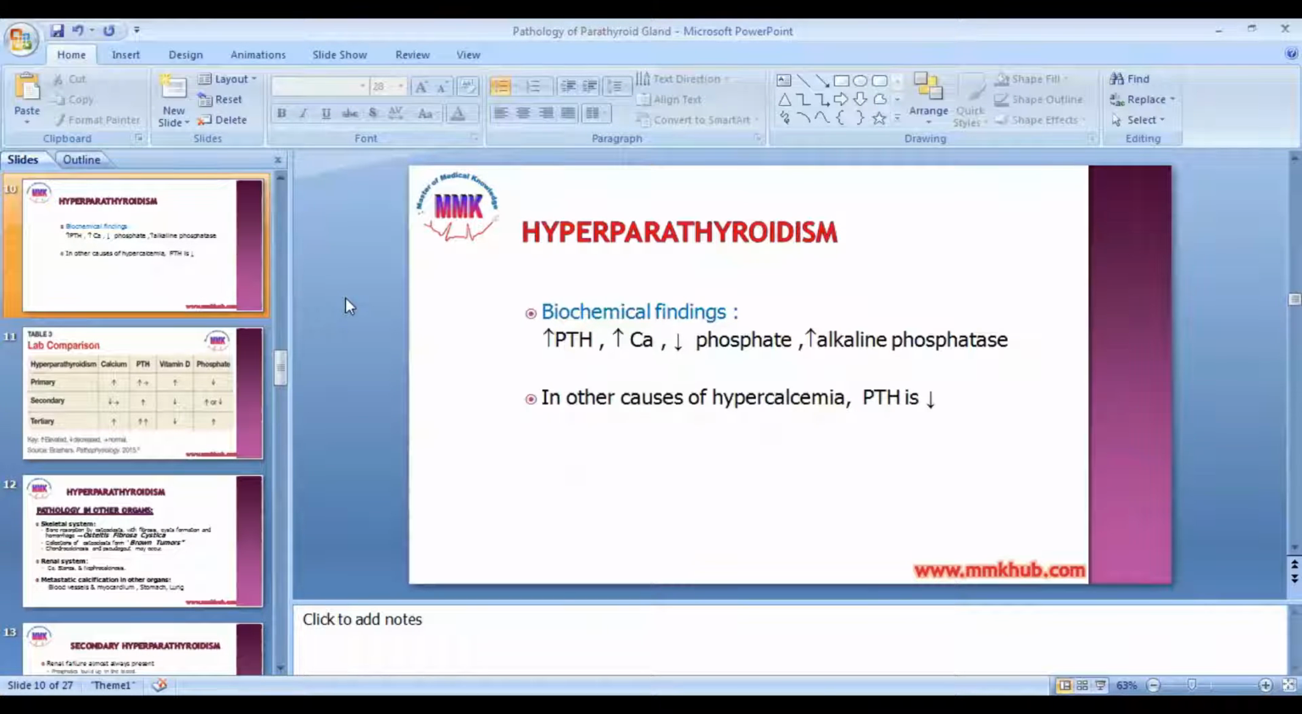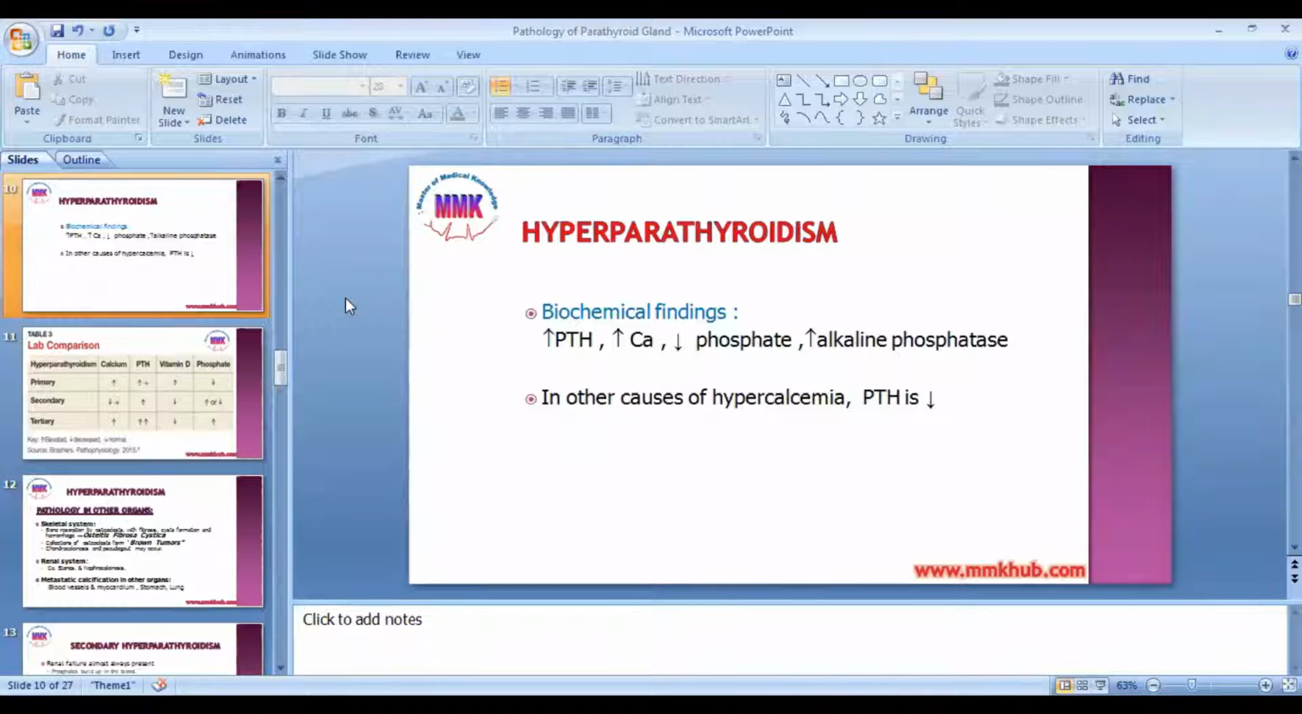This is very important: what are the biochemical findings in hyperparathyroidism? When a patient reports to you, first of all, you have to advise serum calcium level and serum parathormone levels. In hyperparathyroidism, with increased serum calcium, there is increased parathyroid hormone and decreased serum phosphate and increase in the alkaline phosphatase.